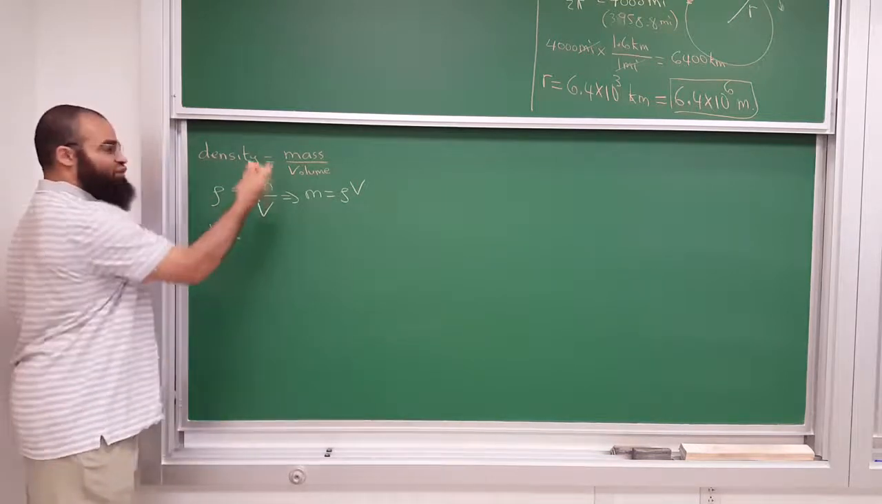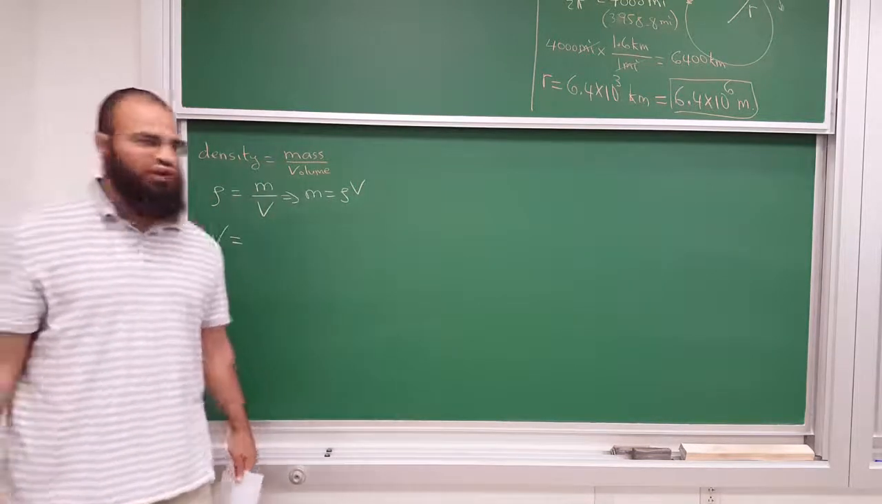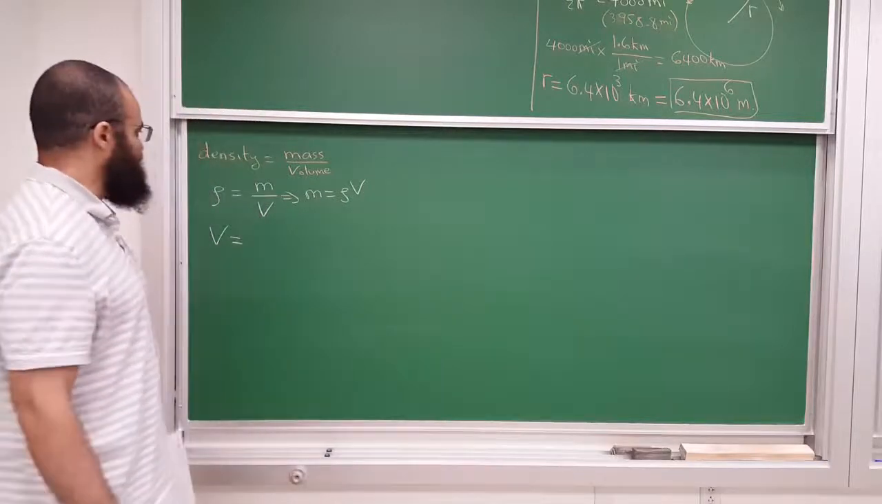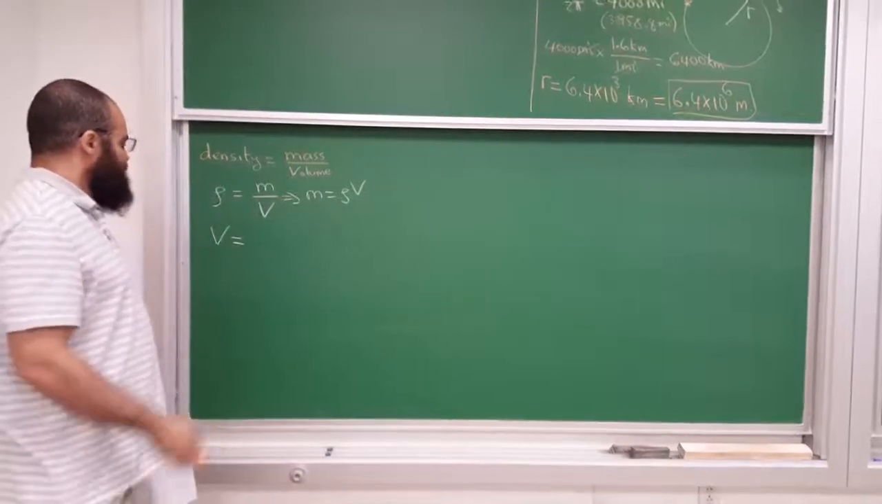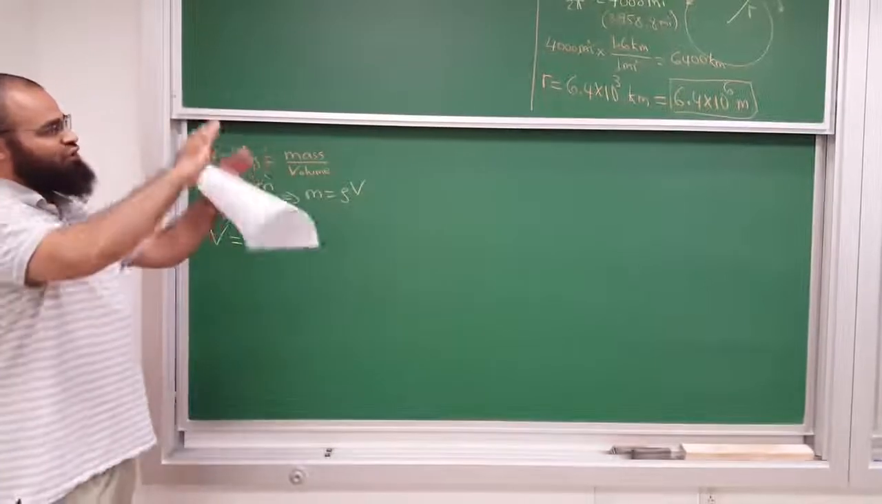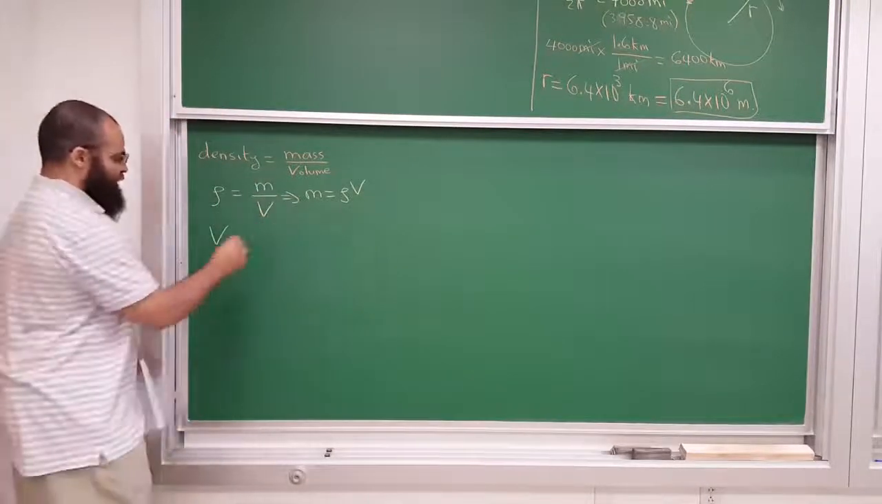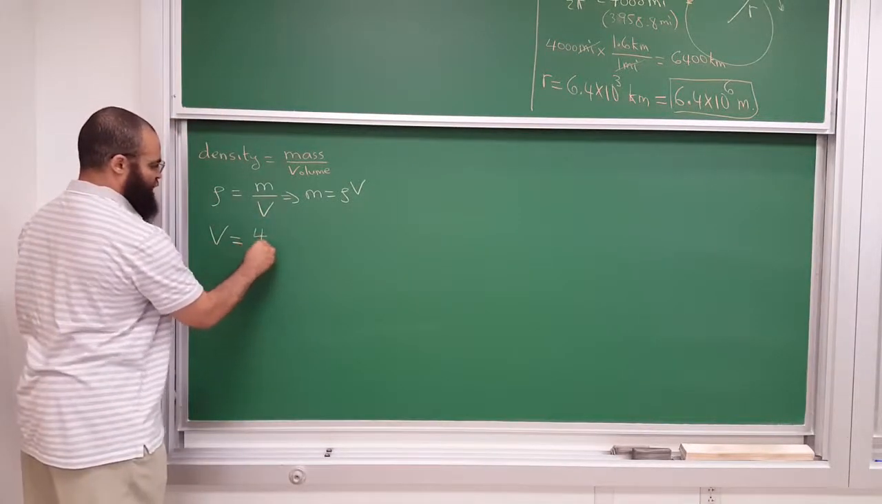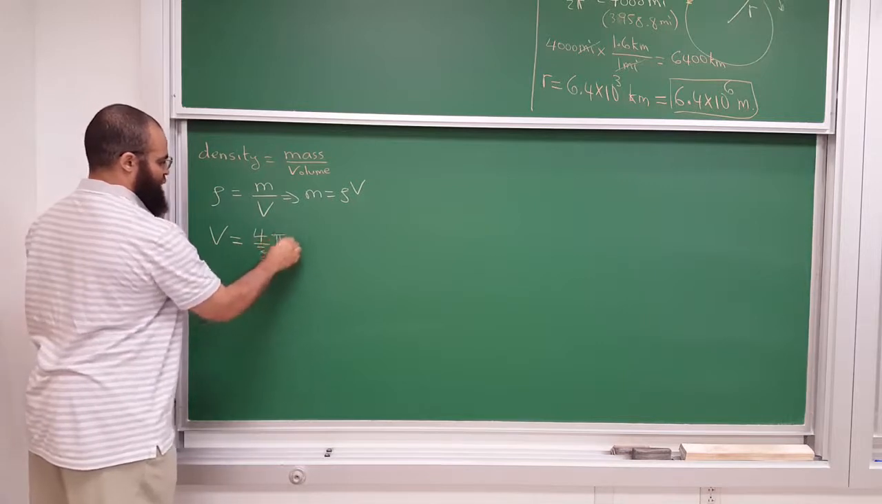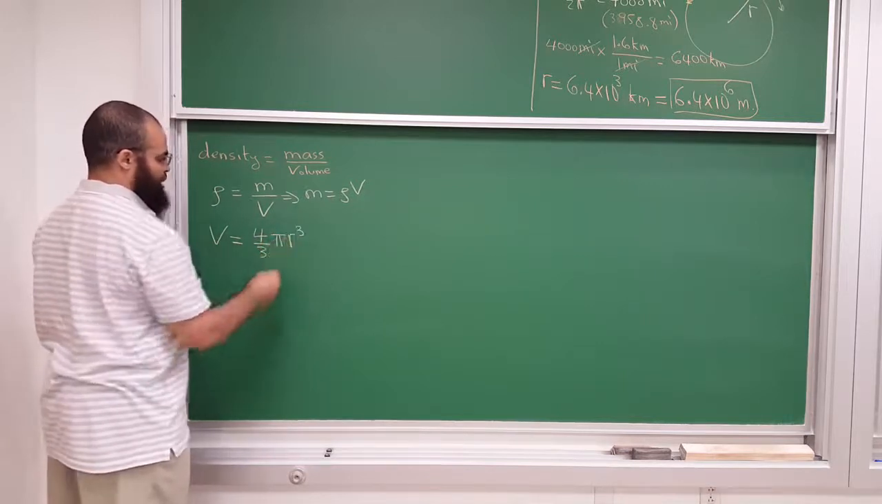All right, so now, that's why I'm doing this exercise, because we're reviewing geometry also, and powers of 10, and estimating. So what's the volume? Well, if you assume the Earth is a perfect sphere, a sphere has a volume of 4/3 pi r cubed.